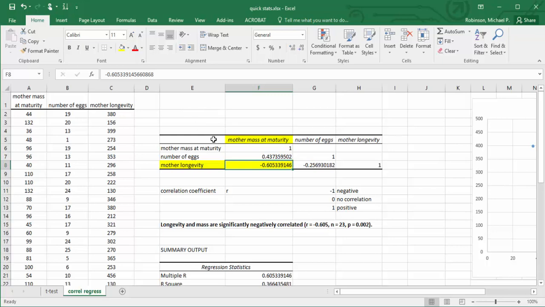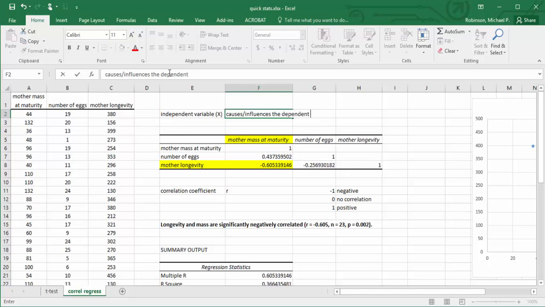So with regression, I'll leave this stuff here, but with regression, you have an independent variable. Oops, I was typing and it didn't show up. An independent variable, which is what we would call x. This is the one that causes or influences the dependent variable, which is our y.